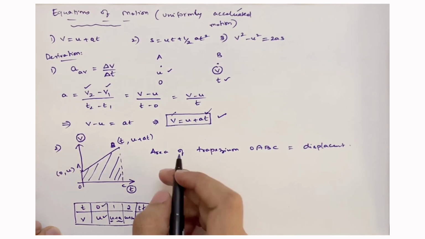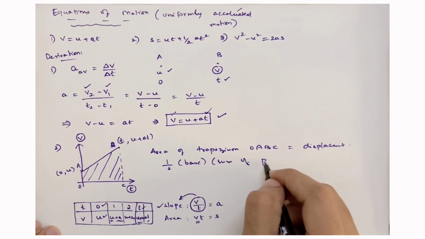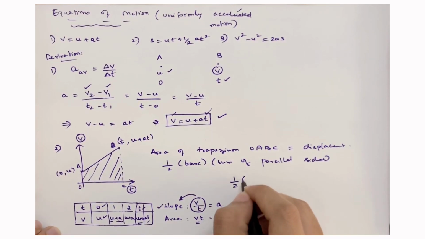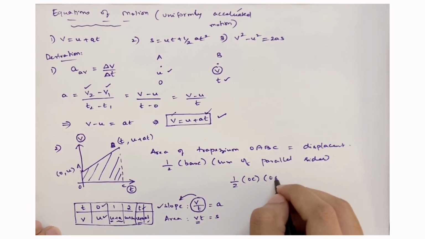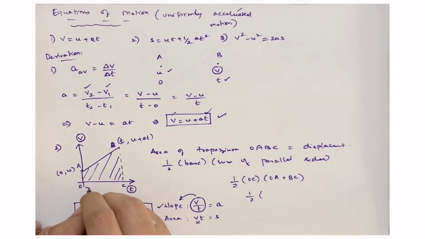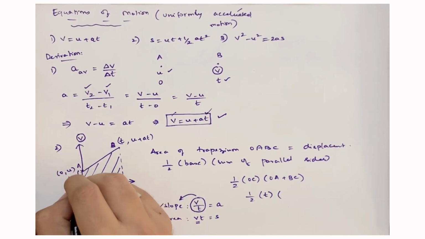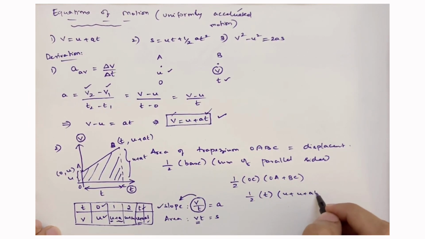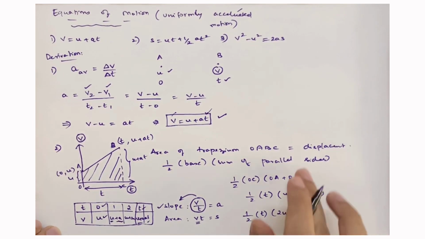So what is the area of a trapezium? It is half into base into sum of parallel sides, right? So half into, what is the base here? Base is OC, and what are the sum of the parallel sides? It is going to be OA plus BC, right? Half into, what is the value of OC? OC represents time. So T into OA is U and OB is U plus AT. So it is going to be U plus AT. So half into time into 2U plus AT will give us the displacement.